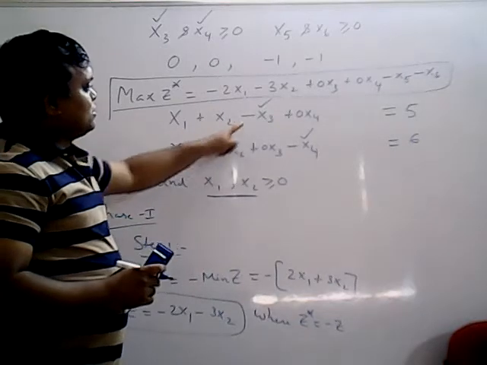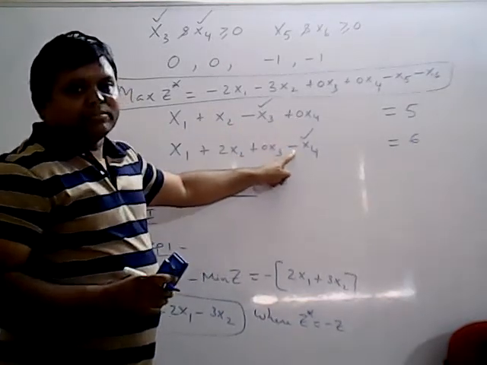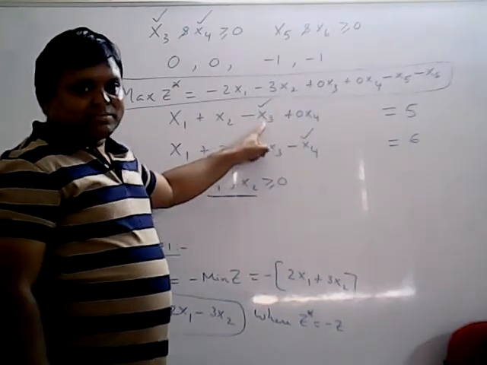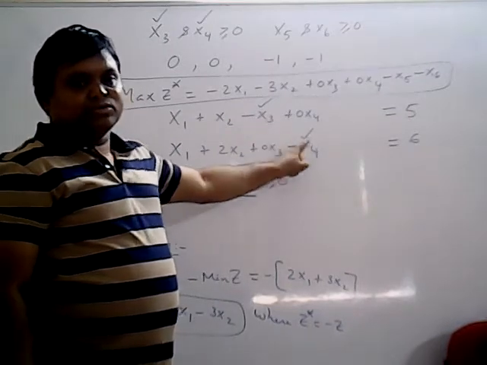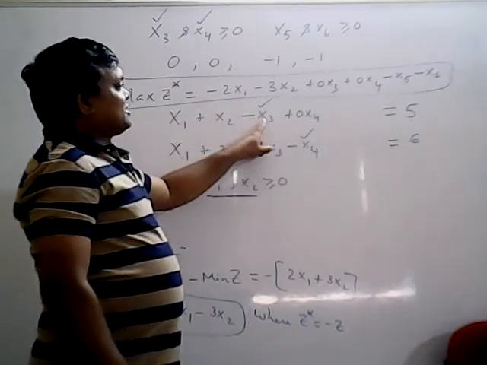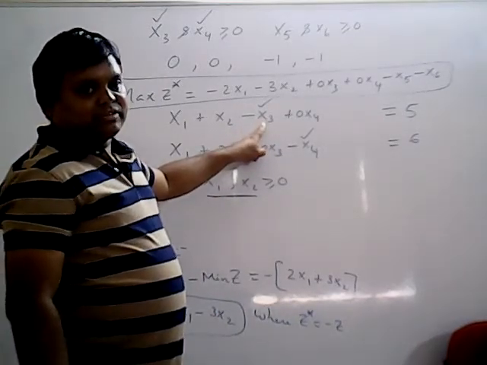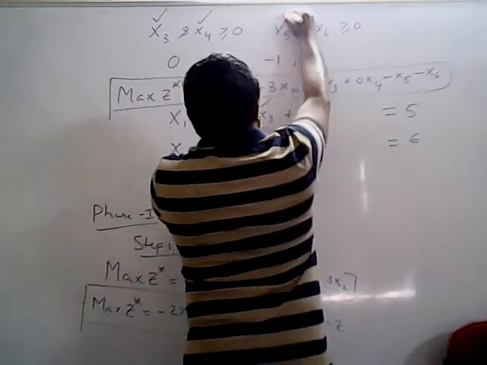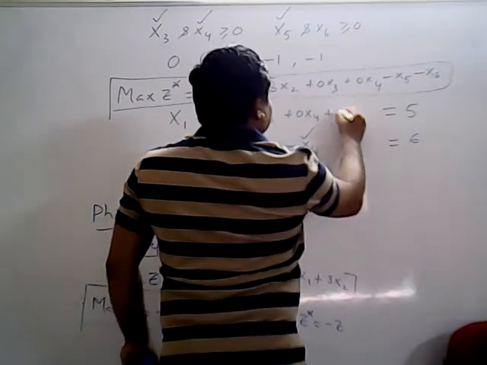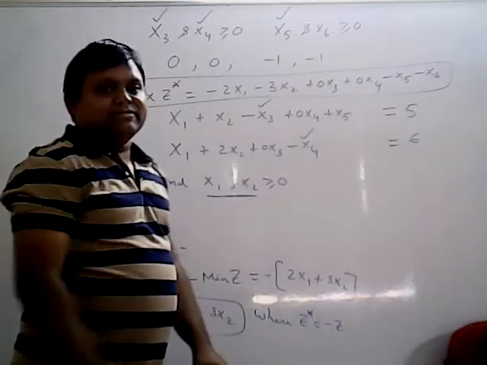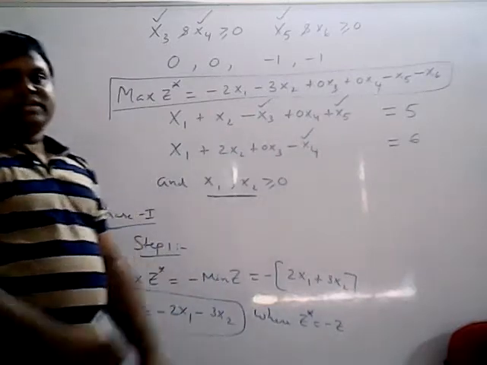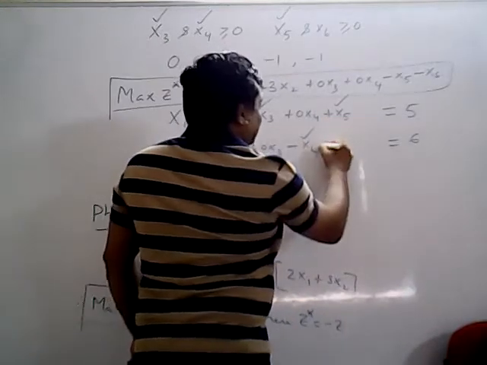Now if you observe the coefficient values: 1 1, 1 2, minus 1 0, 0 minus 1. But a unit matrix, 1 0, 0 1, does not exist. That's why whenever surplus variables are used, you require artificial variables. For the first constraint you have used a surplus variable, so one artificial variable is needed. The first artificial variable is x5. An artificial variable is always added, so in the first constraint you add x5.